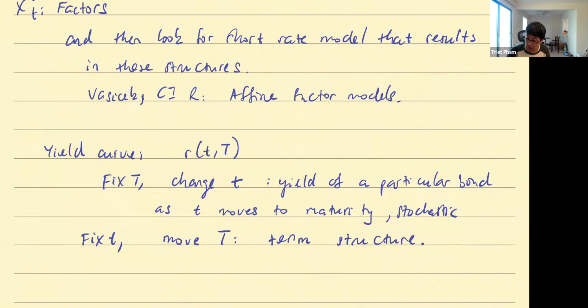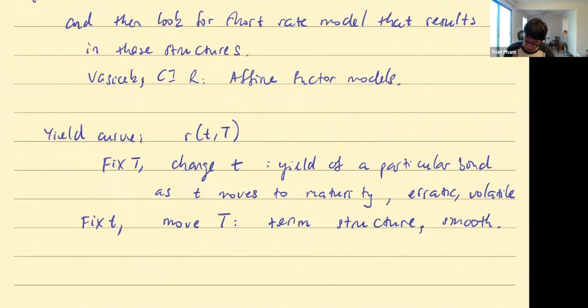And this move is deterministic and smooth. Let me just say deterministic in quote, but it's smooth. So let me even throw that one away. The other one is definitely stochastic, but let me say this is erratic, volatile. This move is smooth.